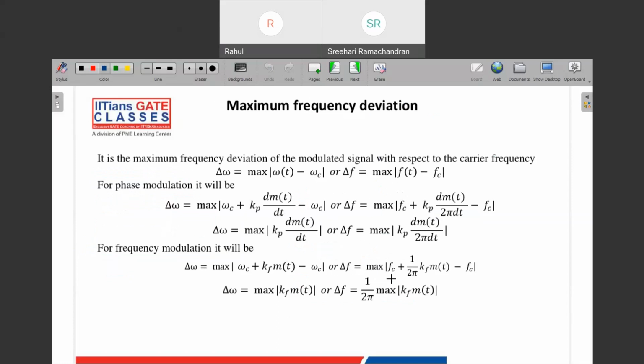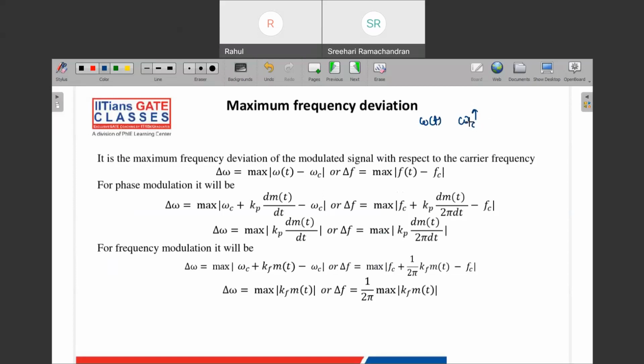Go to the next slide. Now this is an important topic, maximum frequency deviation. We will see the maximum frequency deviation as well as the maximum phase deviation and the modulation index. All these things are related. We know that your instantaneous frequency is going to change with respect to the message. It means that with respect to omega c, it is going to go up and down based on the message. So your instantaneous frequency at a particular time instant can be higher than omega c, or it can be lower than omega c based on the value of the message.